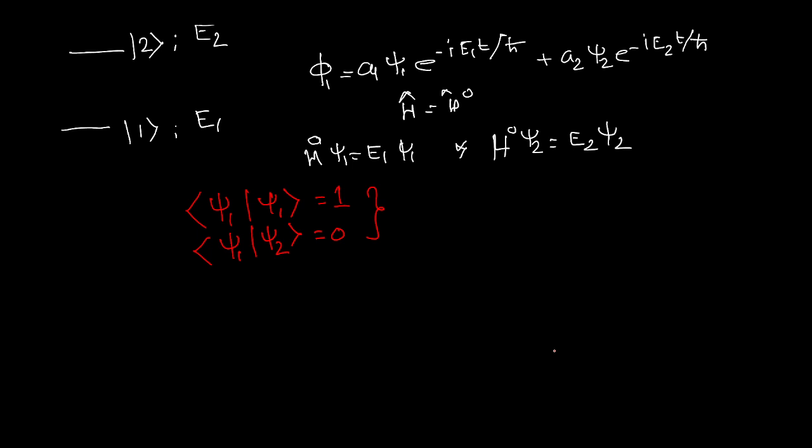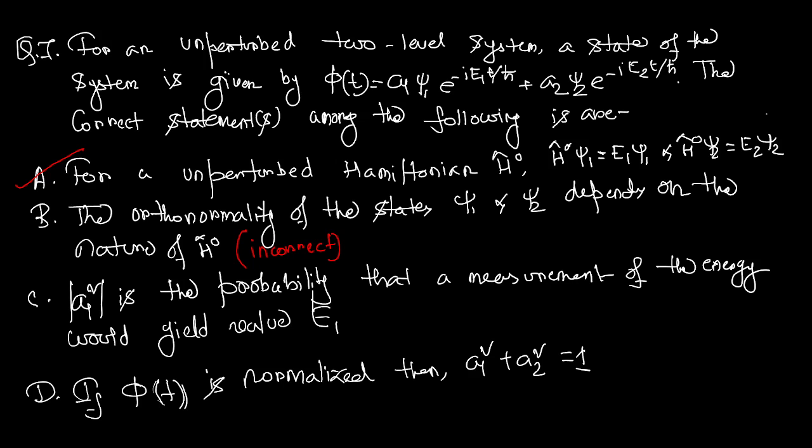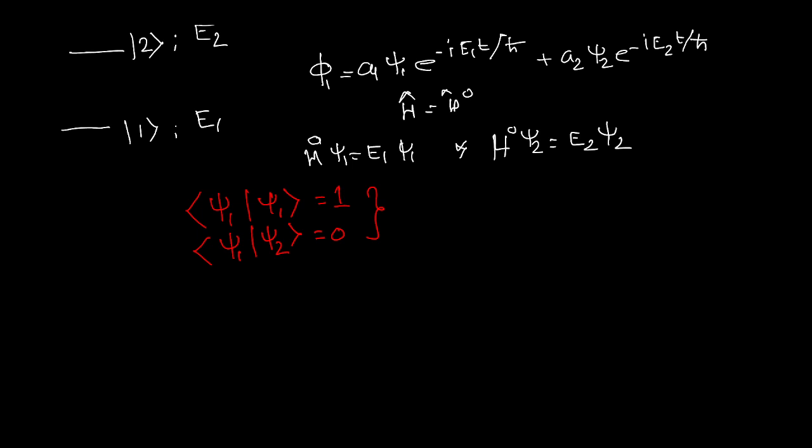Now, the simple thing: A1 square is the probability that the measured energy yields E1. It can be told by seeing the question also. This is also correct. Now, if psi t is normalized, then A1 square plus A2 square is 1. Let's see whether it will hold or not.